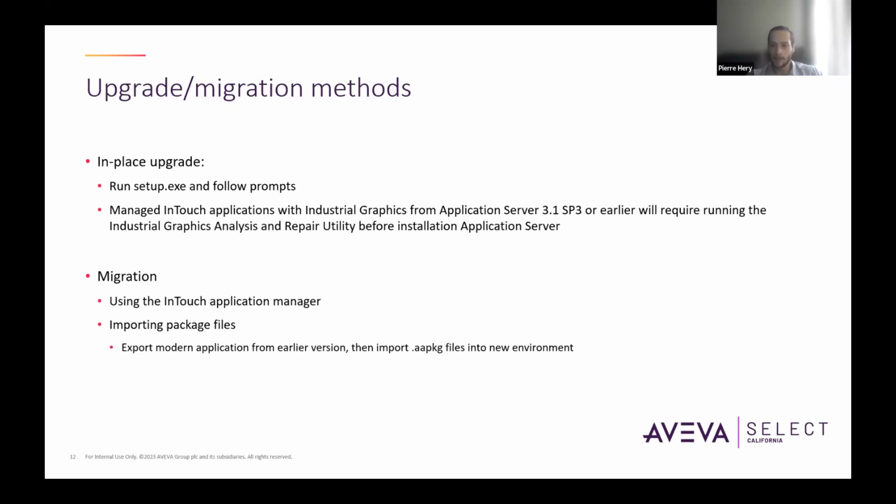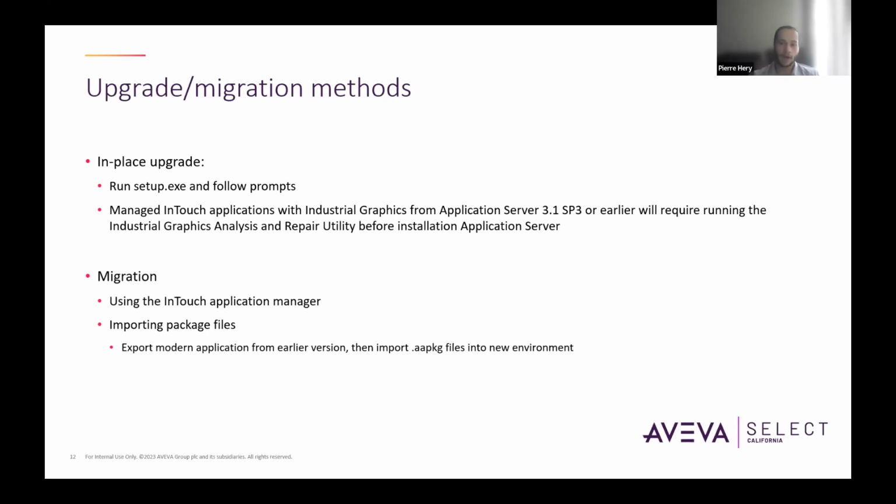You want to keep in mind, though, that if you're using managed InTouch applications with industrial graphics from Application Server 3.1 SP3 or earlier, you're going to have to run a utility called the Industrial Graphics Analysis and Repair utility before installing the new Application Server. This is to ensure that all issues reported by the utility are addressed, so that you fix them and don't run into any problems.